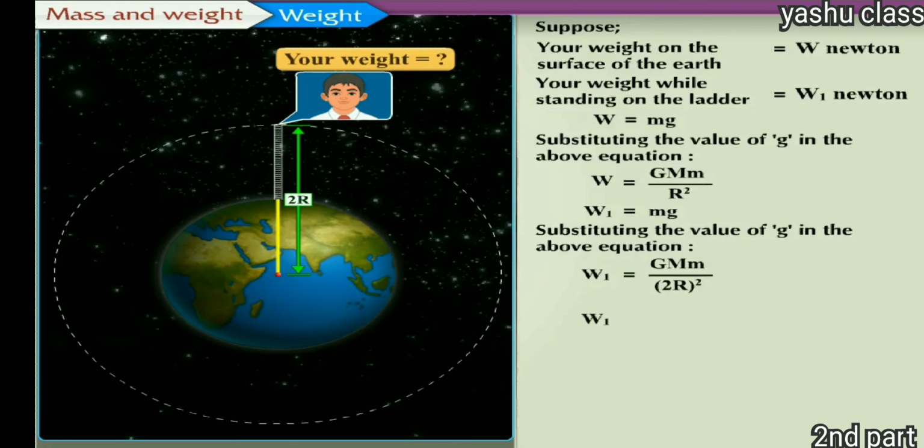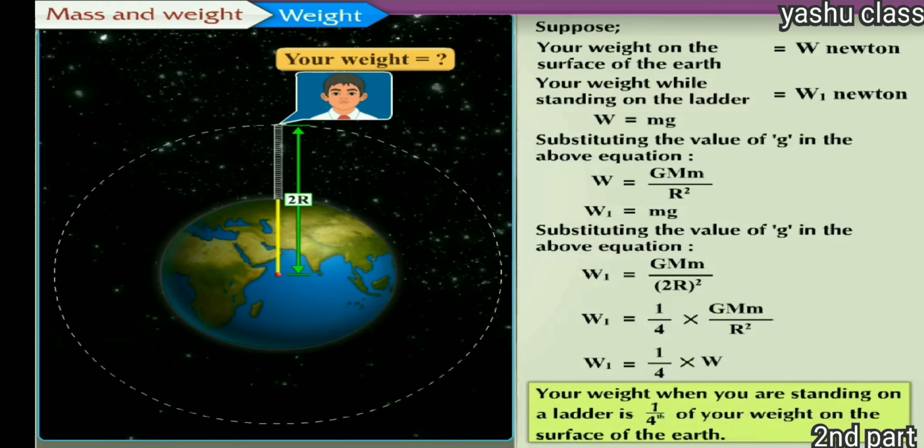Therefore, W1 is equal to 1 upon 4 into G M m upon R square. Therefore, W1 is equal to 1 upon 4 into W. This means that your weight when you are standing on a ladder is 1/4 of your weight on the surface of the Earth.